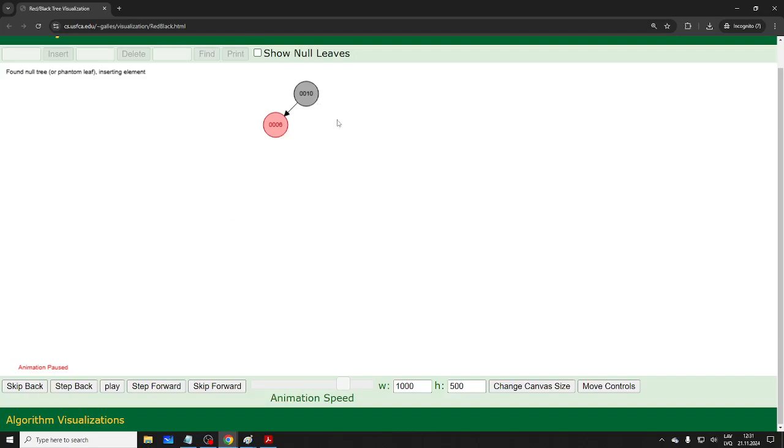So let's insert 14. 14 is also going to be red. No problem. That's fine. But now we have a problem. Now we have basically reached the current limit. That's the best we can do.